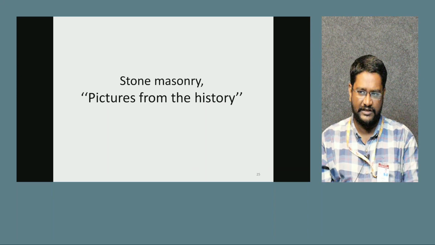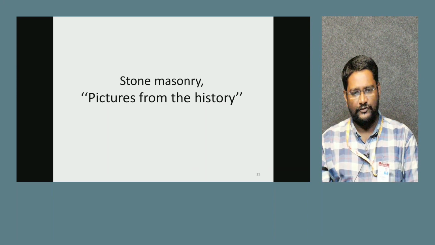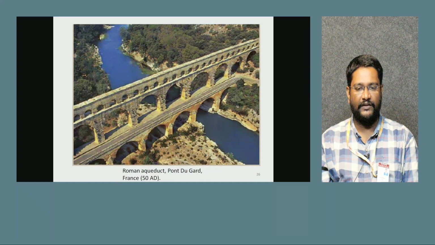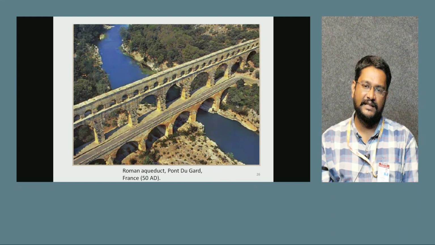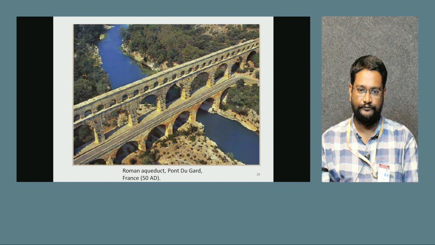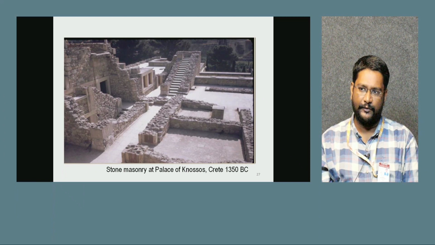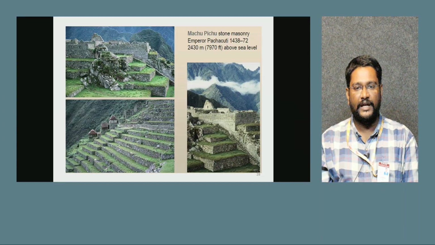Some historical development was done in stone masonry. I will show you some pictures here. See here. First one is the Roman aqueduct. In France we can see this monument, which is actually made with brick and limestone mortar. Next is the stone masonry at Karnak in Egypt, from the 1350s before Christ. Next is Machu Picchu, which is also stone masonry.